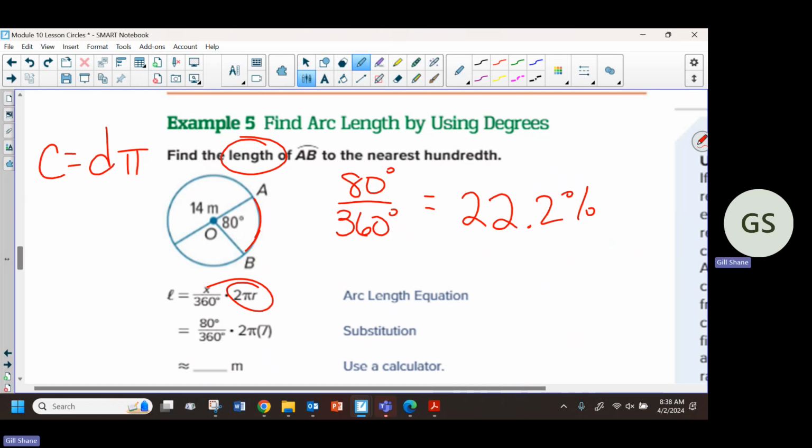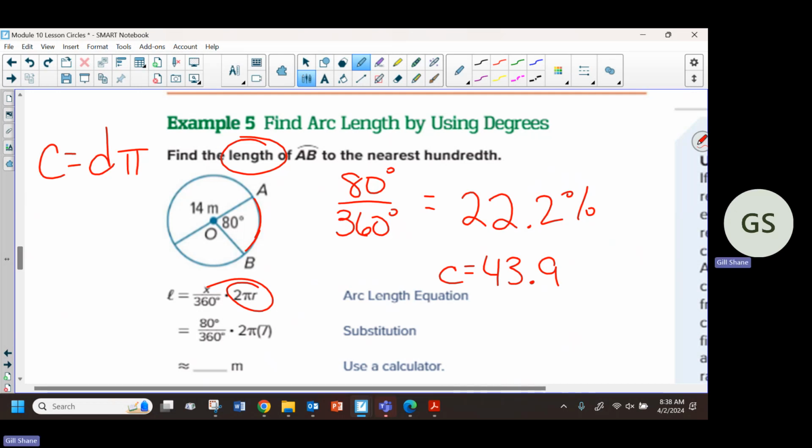It should be bigger than that. Yeah, because it's 43.9. So that's the whole circumference. D equals, I'll just say that.